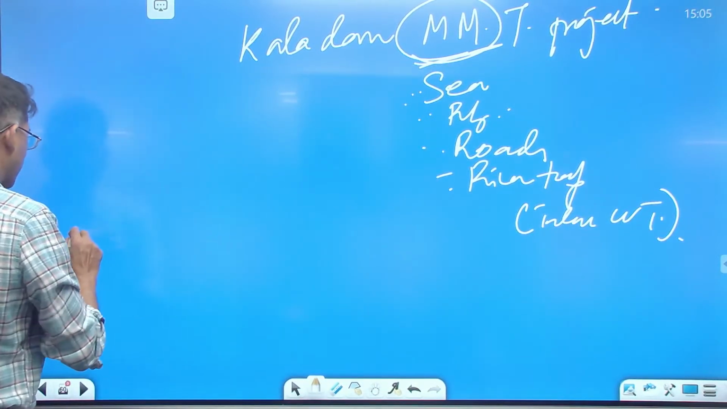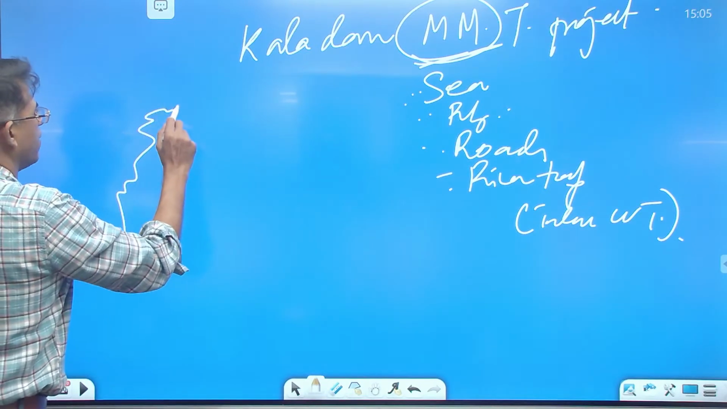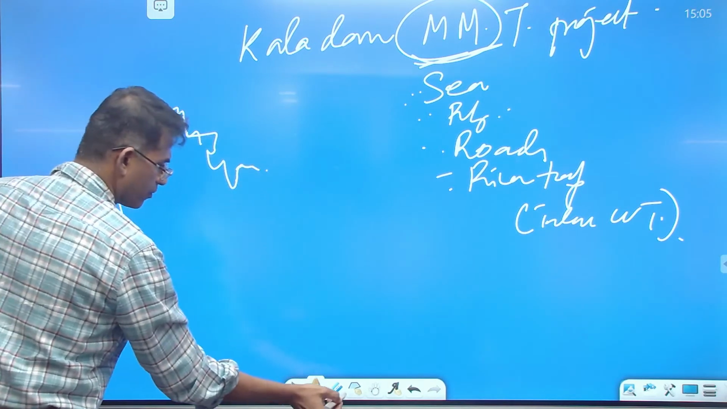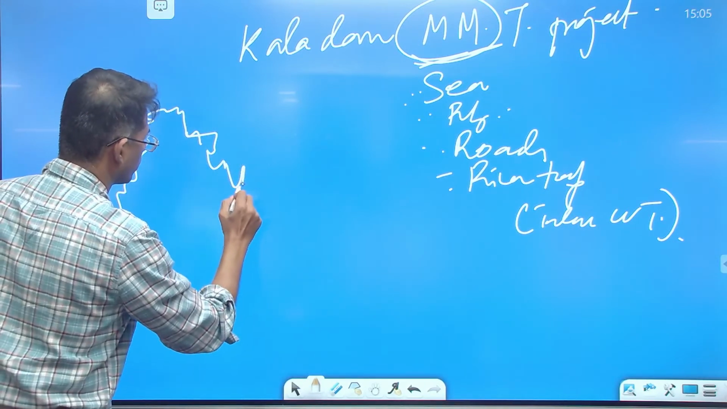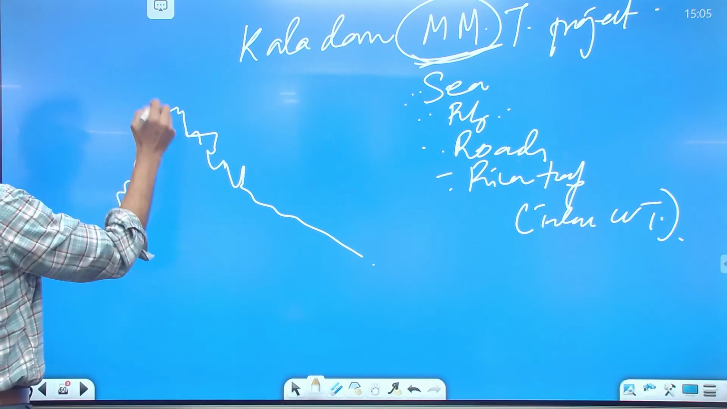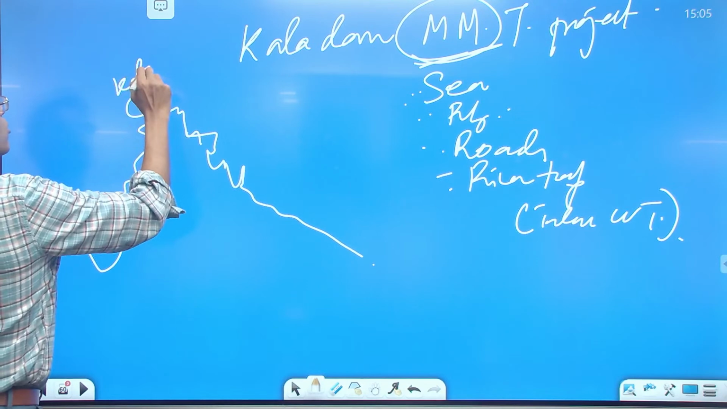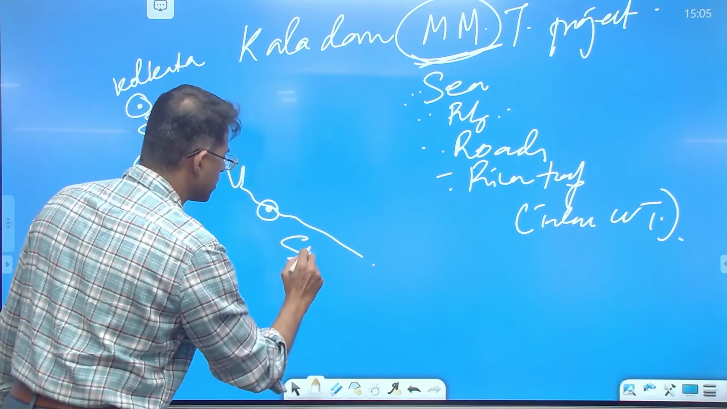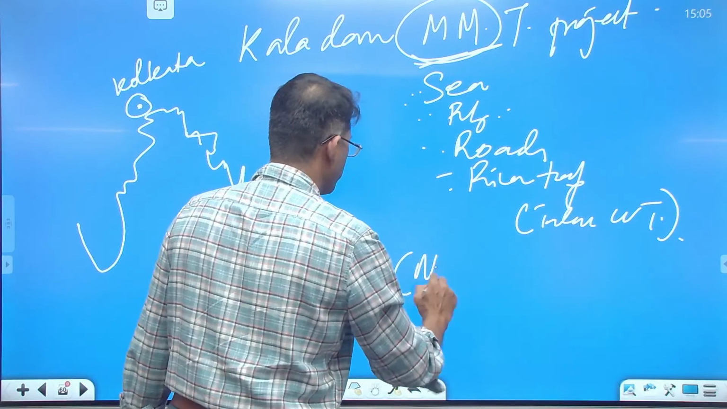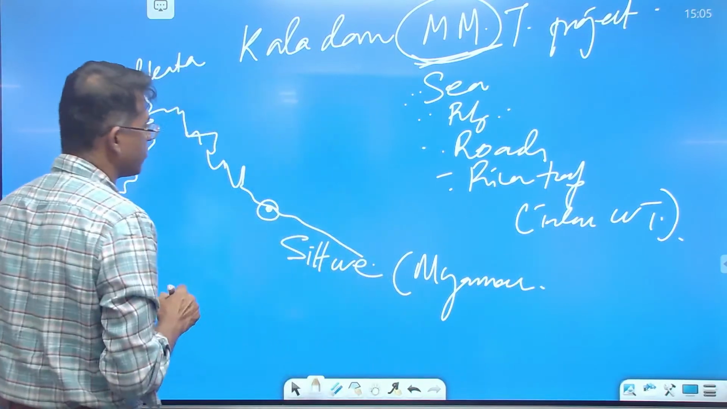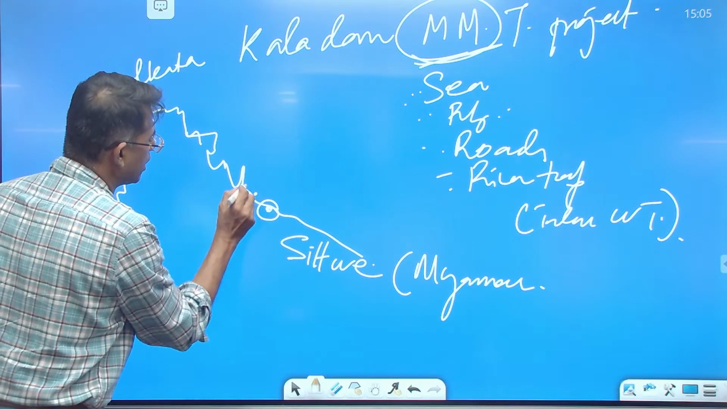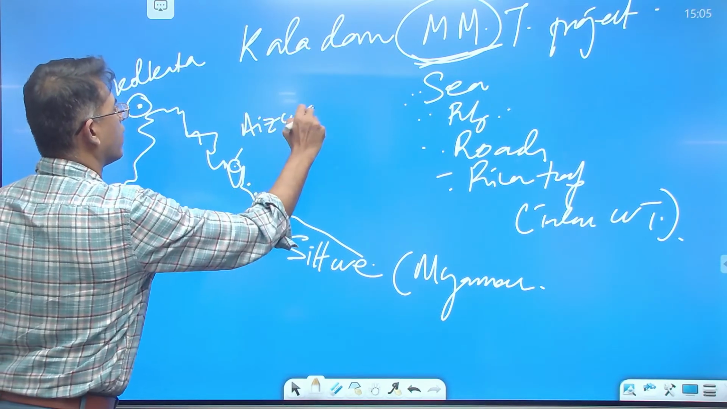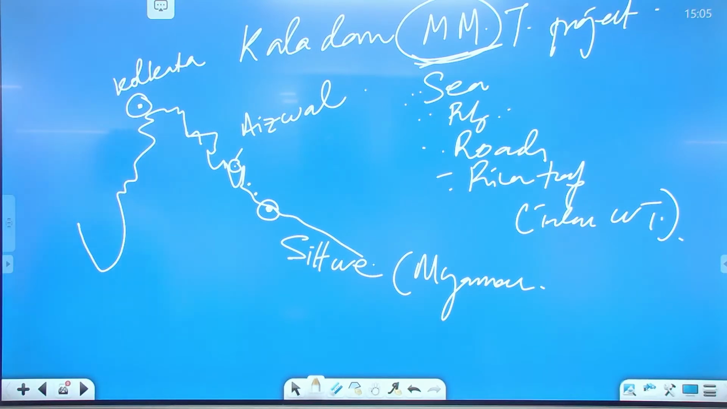Okay, so if you look at what is being done, so that's India. Somewhere here, this is Kolkata. Somewhere here is a place called Sitwe in Myanmar. Sitwe से there are other centers here, and finally we have Mizoram ka Aizawl. Aizawl is the capital of Mizoram.